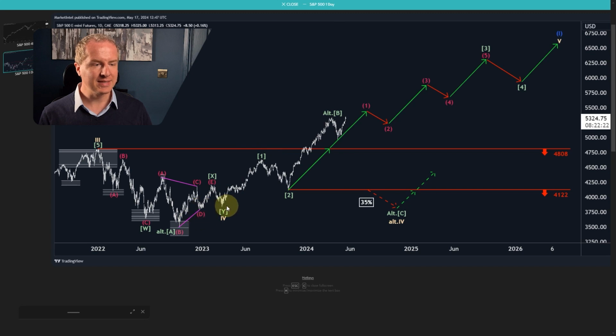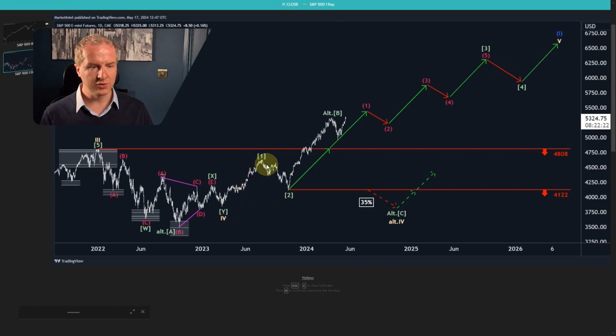And the idea is that a wave 4 as a WXY structure finished early in 2023. Quite a bit of an exotic count. There are other ways to understand this structure, but the idea is that a fourth wave bottom there, and that we're now in this sort of beige wave 5. And you can see here how extended this rally could still become, especially from this wave 4 low.